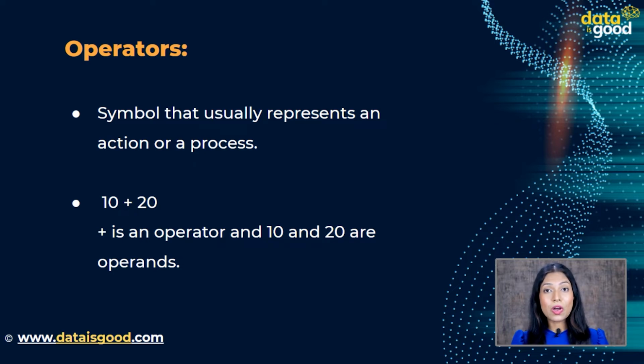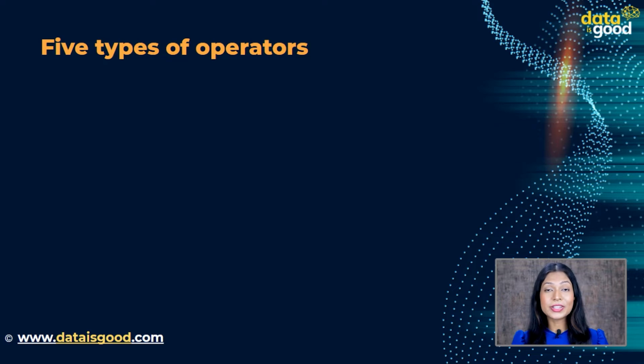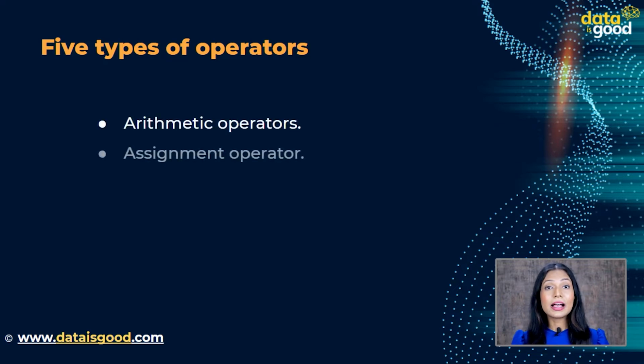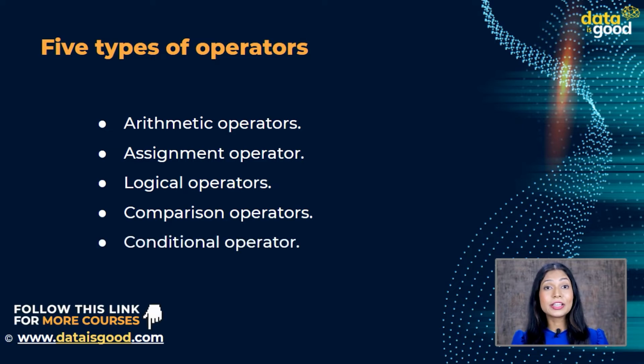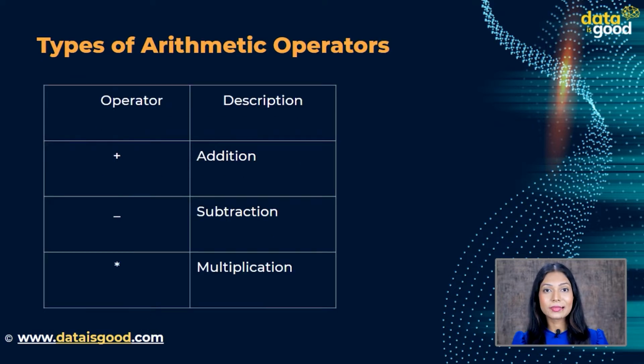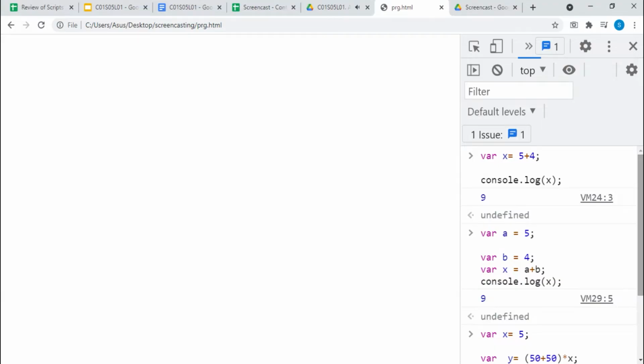We are going to talk about 5 types of operators over the next few lectures: arithmetic operators, assignment operators, logical operators, comparison operators, and conditional operators. In today's lecture, we are discussing the first type, which is arithmetic operators. There are a few types of arithmetic operators. The exponentiation is a new operator according to ECMAScript 2015.